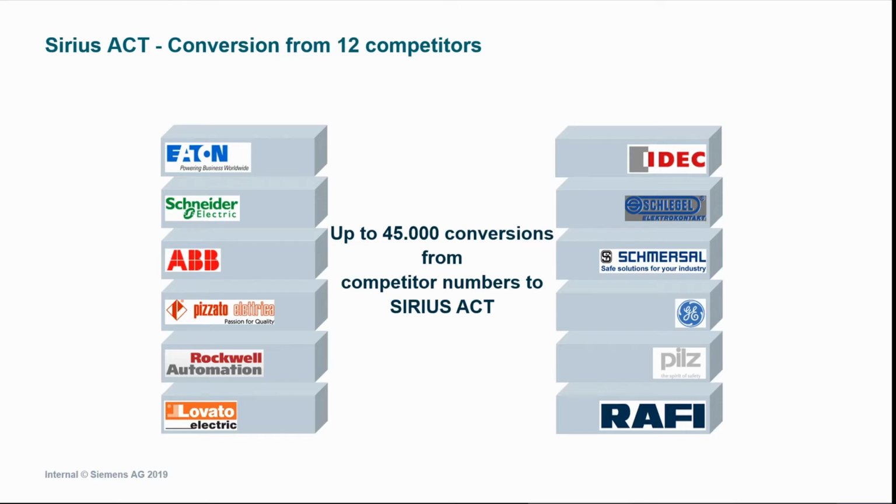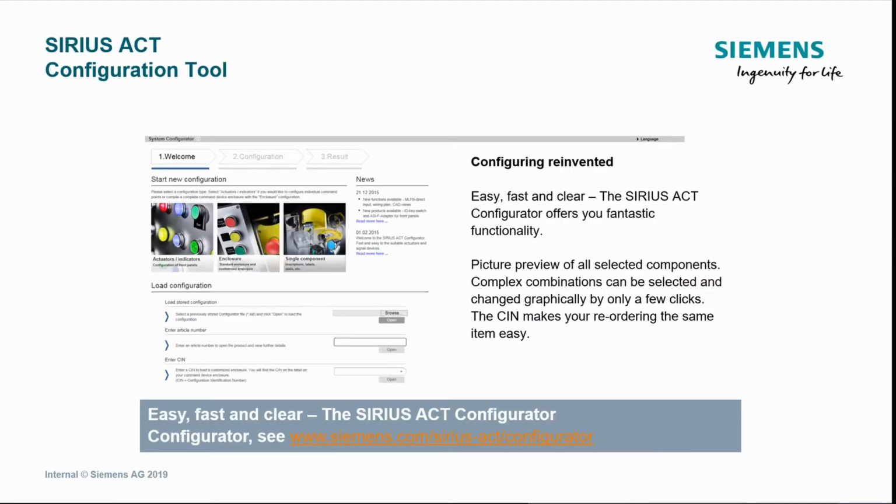One thing we have as well, if you're using competitors' products currently, or if you're using the old 3SP3 range that we used to offer, we have a really useful conversion tool, and this can be found on our industry mall page, where you can convert from the competitor products you can see on the screen over to the comparable Sirius ACT part number. I'll show you a link for that as well in a moment. But that's really easy to get the old part numbers and the competitors' part numbers over to the new Sirius ACT part numbers.